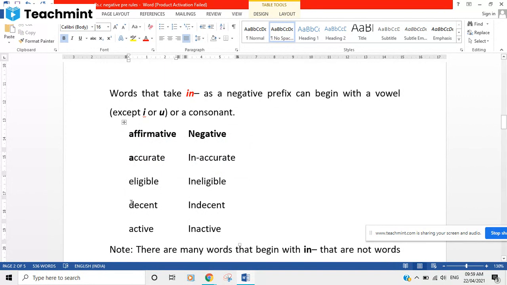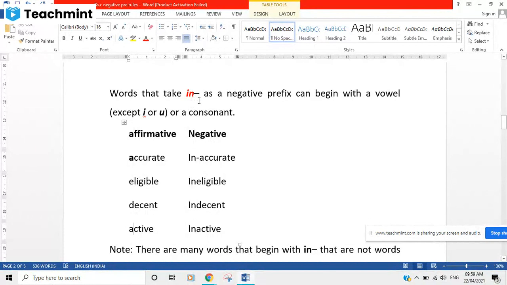Next is resistible. This resistible can be converted into negative form by using the ir prefix before the root word, and then it will become irresistible. So resistible, regular, and rational, these three words are main words, root words, and by adding the negative prefix ir before them, we have turned them into negative meaning, so that it can convey the opposite or negative meaning of the main word.